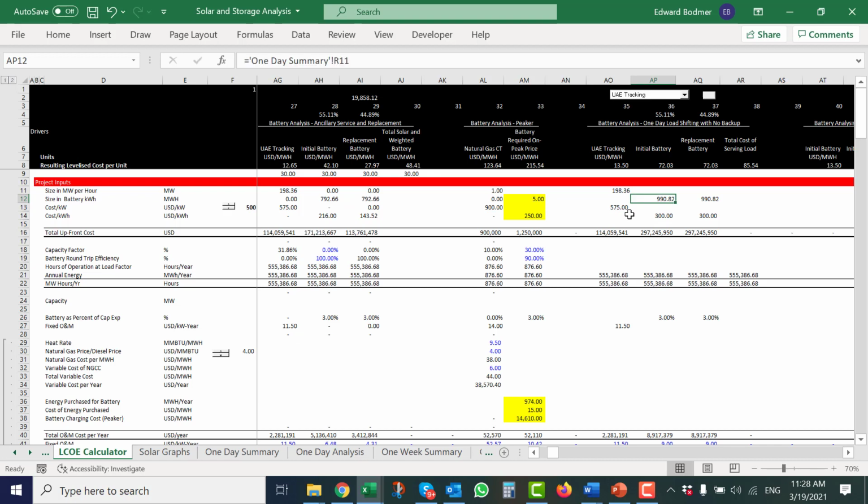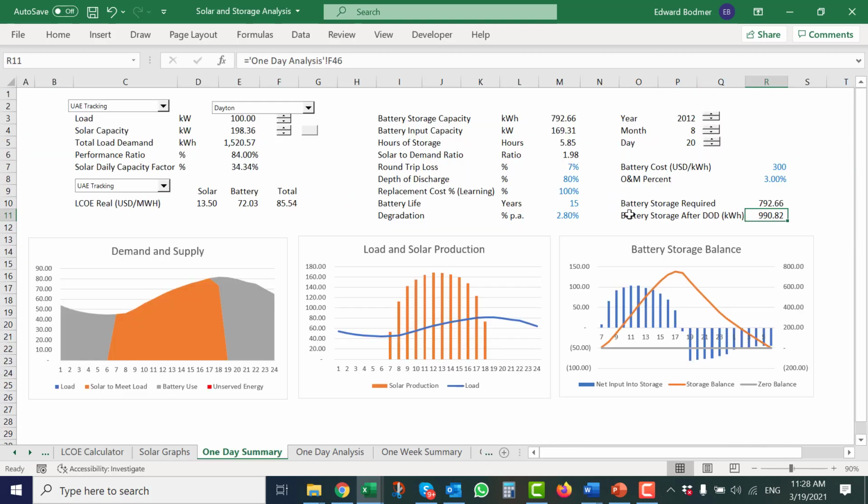Okay, right here, that's the size of the battery. And that's what you multiply this by, and you get the total capital cost. This is per kilowatt. Okay, that's how we measure the total capital cost.